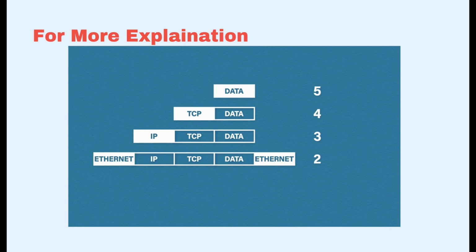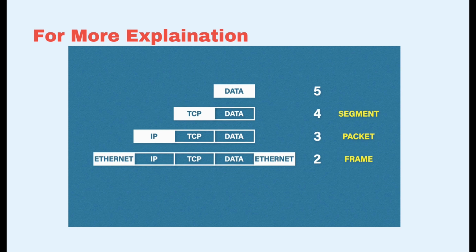So, we've gone through the encapsulation process. It's important to note that at each stage, the data has a specific name. At layer 5, the data is called, well, it's just called data at this stage. Once the transport information has been added, it's now called a segment. Adding the network layer information makes our segment a packet. And finally, once we add our data link information, the packet becomes a frame.